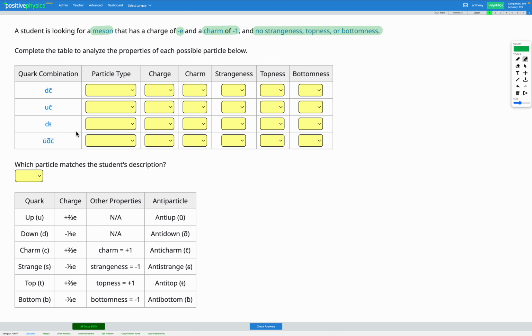So to analyze this, we're going to go through each of our 4 example particles and figure out all of their properties and then see which one matches. Our first particle is made up of a down and an anti-charm. So 1 quark and 1 antiquark. So that particle type will be a meson.